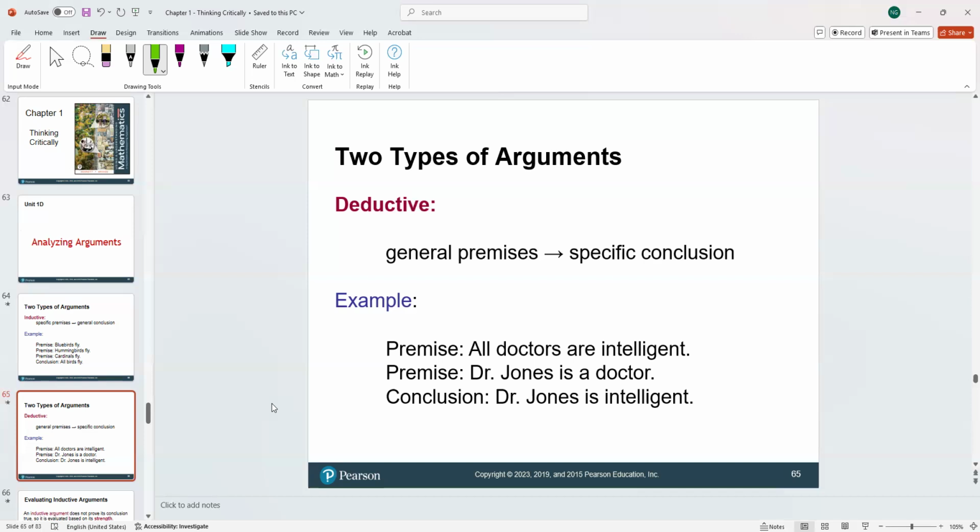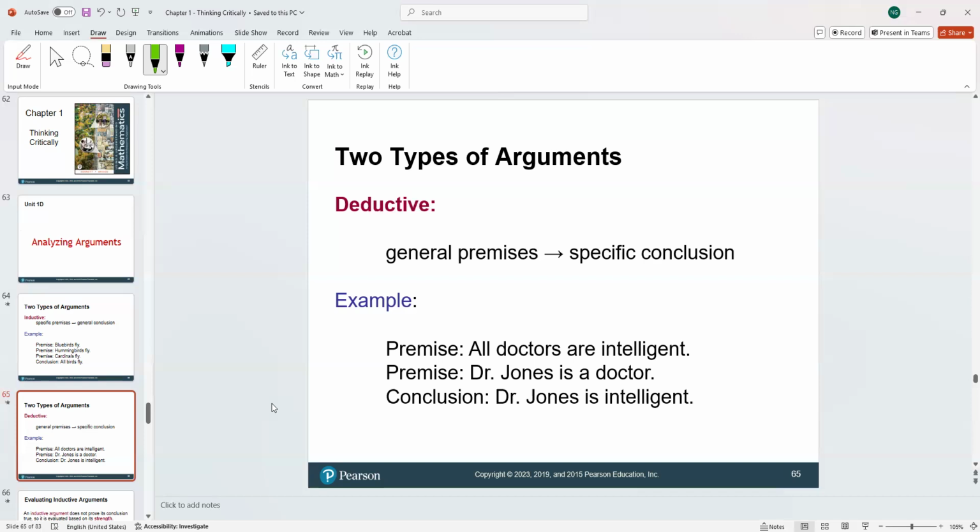That type of argument begins with a general statement about doctors. For example, here we said all doctors are intelligent, so it starts with a general statement about doctors, and then draws a specific conclusion about a particular doctor, Dr. Jones. So this argument is called a deductive argument. It's a deductive reasoning because it allows us to deduce a specific conclusion from more general premises. So that's very important to look at.